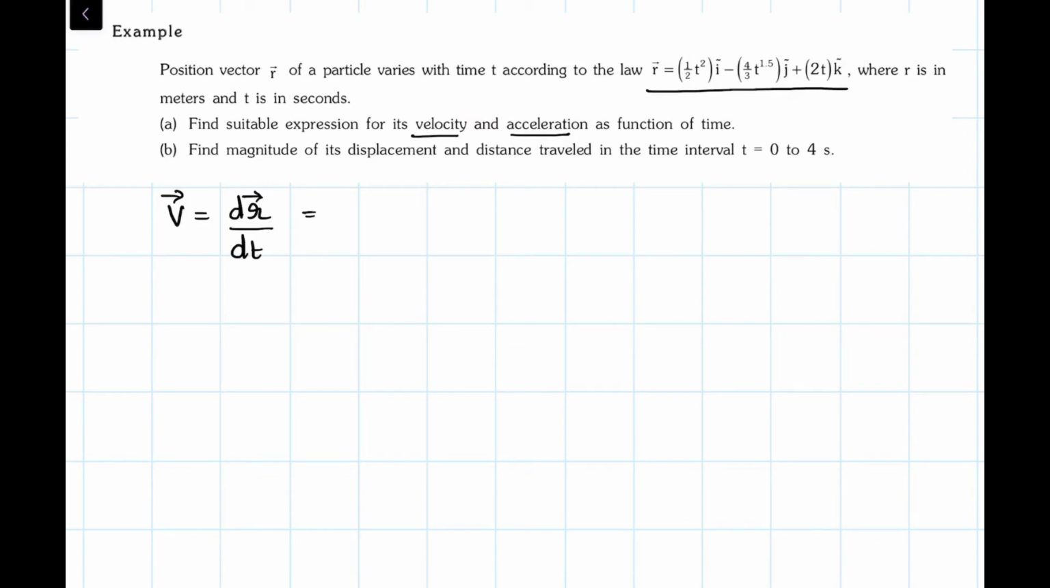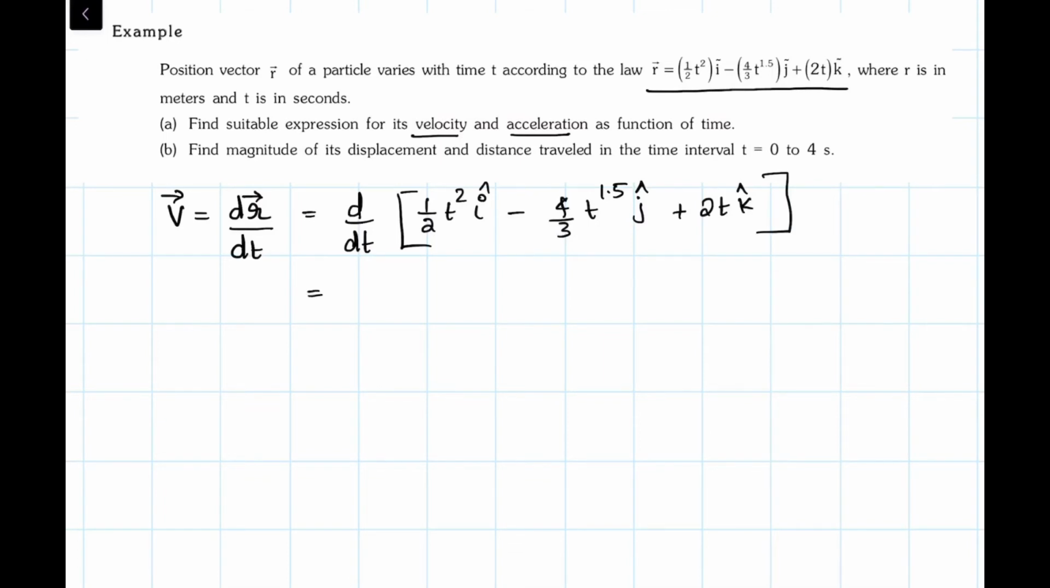Why? Because the given terms are like that. So it's d by dt. Let me write the entire term, that's better. d by dt of half t square i cap minus 4 by 3 t power 1.5 j cap plus 2t k cap. Those who are still finding difficulty in derivation, just pay good attention.